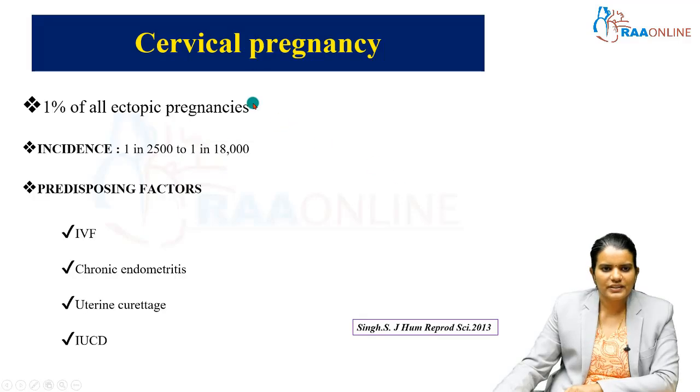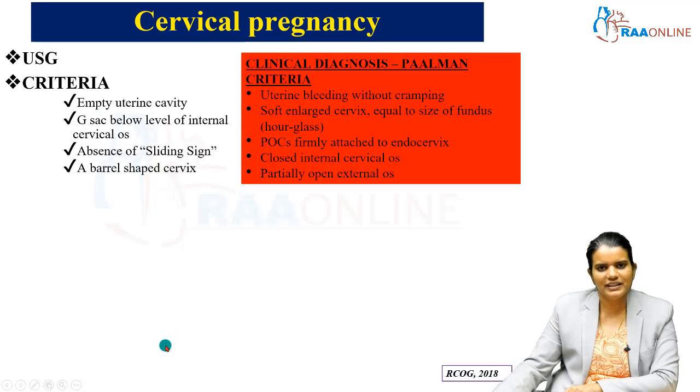Cervical pregnancy is 1% of all ectopic pregnancies. I've had a pregnancy in IVF with cervical pregnancy. We did a curettage and it was done. Chronic endometritis, in cases of uterine curettage and in cases of IUCD, this can happen. So, it's an empty uterine sac, G-sac below the level of the internal os, absent sliding sign and a barrel-shaped cervix.